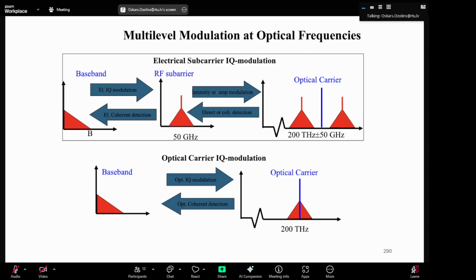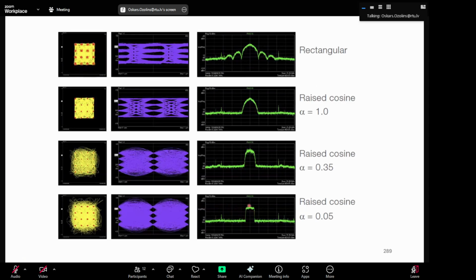So here is some example how different modulations can be performed. Here we talked about that we have one carrier. Or there are questions in the chat. So there are questions in the chat, so I can maybe bring them up if you see them.